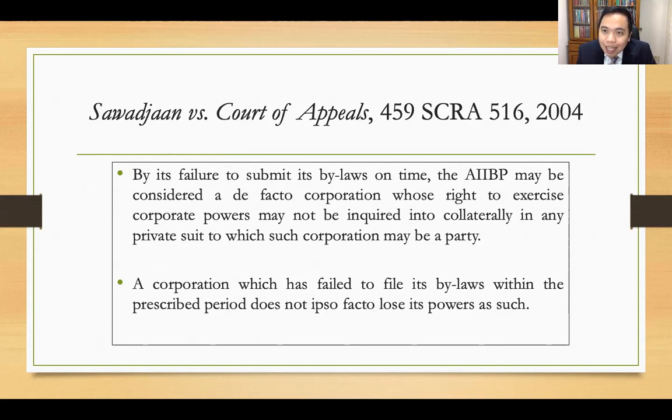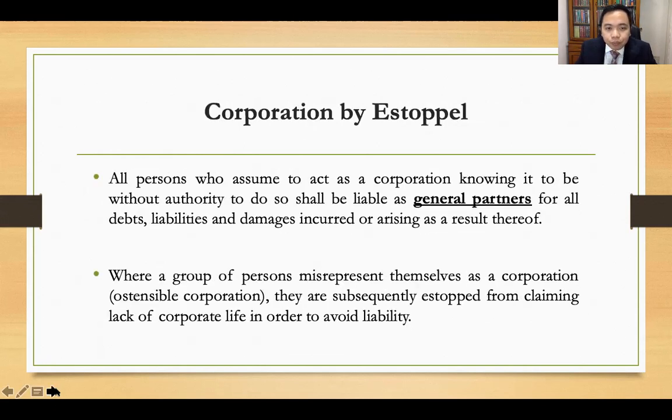Ibig sabihin, class, kailangan pang mag-file ng Office of the Solicitor General ng petition for quo warranto before you could even be declared as a de facto corporation and therefore you don't have the right to exist as a corporation. But again, class, if the Office of the Solgen does not file a petition for quo warranto under Rule 66 of the Rules of Court, then the presumption is that the corporation is a de jure corporation.